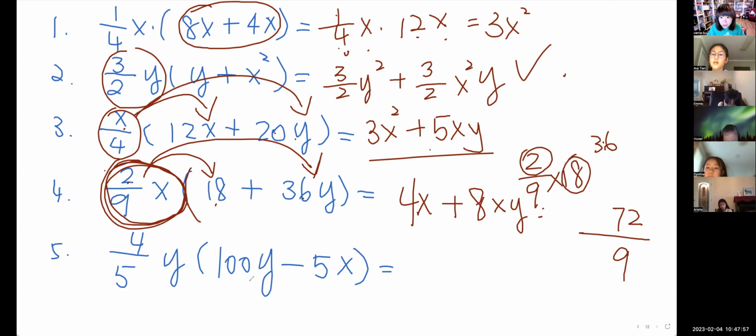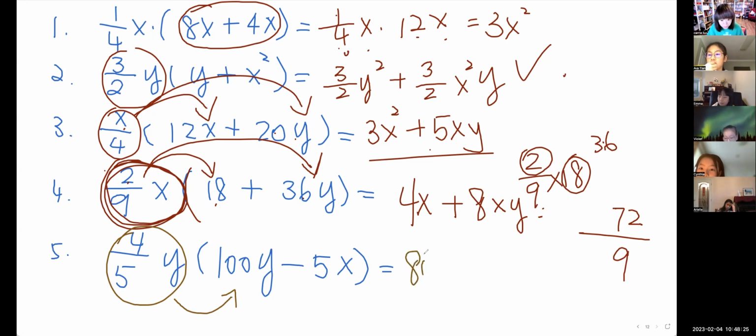Okay, so number 5. 4 over 5y times 100y minus 5x. Okay, so Cynthia, it is your turn. You know that. Come on. 4 over 5y times 100y equals what? Equals 80y.